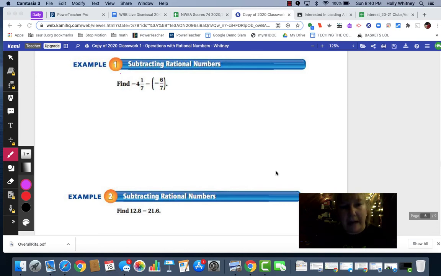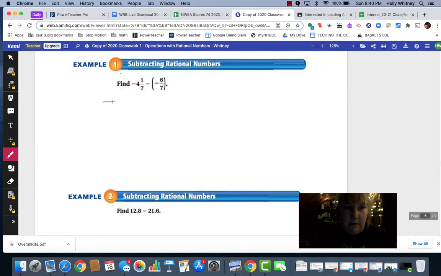So before you panic and look at that and go, oh my gosh, that's so hard, remember that they're the same denominator, so it's not that difficult. It looks big and ugly, but just break it down, it won't be that bad. So we're going to take this and rewrite it as an addition problem. The first number stays the same. So it's negative 4 and 1/7.